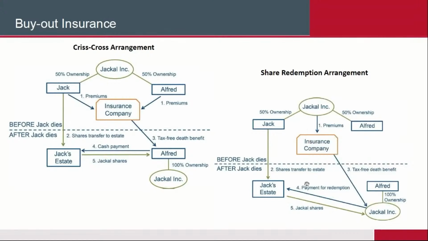And so in a corporate redemption, what happens is the corporation is actually buying the shares of the deceased. And so therefore the corporation gets the check from the insurance company, uses that money, remember that capital dividend account that we talked about before, uses the capital dividend money basically to buy the shares from Jack's estate. Jack's estate then hands over the shares to Jackal Inc. And now, in this case here, Alfred owns everything essentially. So you need to know both of these. One or both will be on the exam for sure, because this is fairly fundamental to what we do when we do corporate insurance.